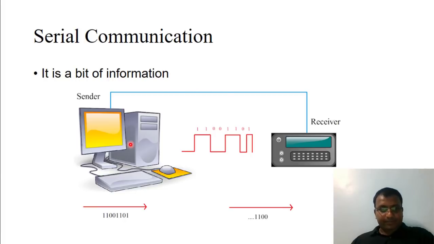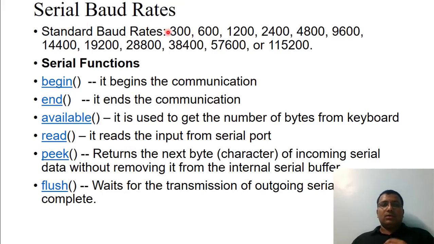So what is baud rate? Baud rate is bits per second the transmitter is sending, and at the same rate the receiver has to receive it. There are some standard baud rates: 300, 600, 1200, 2400, 4800, 9600, 14400, 19200, 28800, 38400, 57600, and 115200. The most popular baud rate is 9600, and in case of IoT or Wi-Fi communication, we use 115200 because we require a faster baud rate.